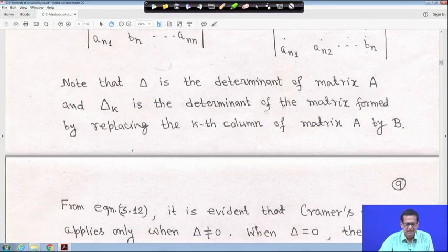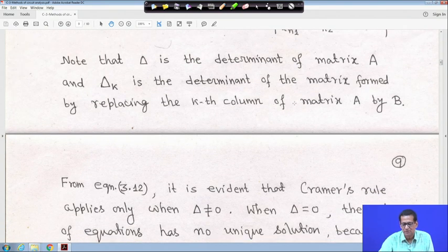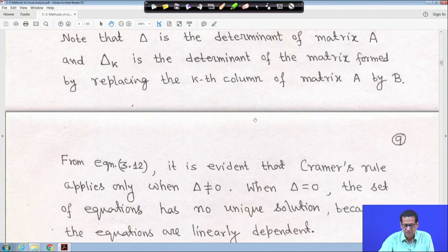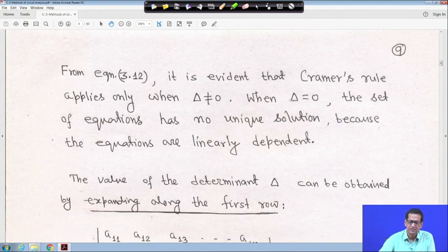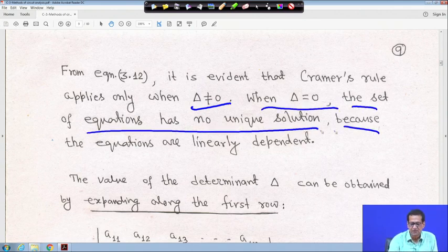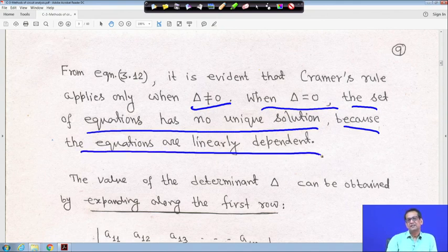Now, if delta is the determinant of matrix A and delta k is the determinant of the matrix formed by replacing the kth column of matrix A by B, this I told you, right. It is evident that Cramer's rule applies only when delta is not equal to 0, because otherwise it would be division by 0, which is not possible. When delta is equal to 0, the set of equations has no unique solution, because the equations are linearly dependent. The value of the determinant delta can be obtained by expanding along the first row, which I have underlined.